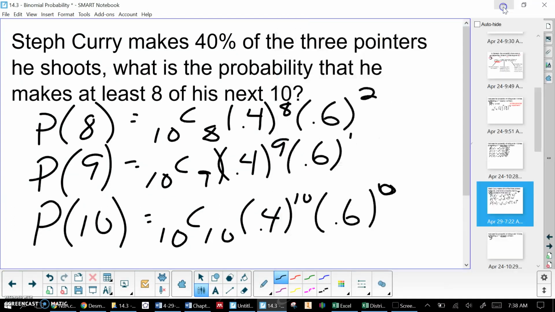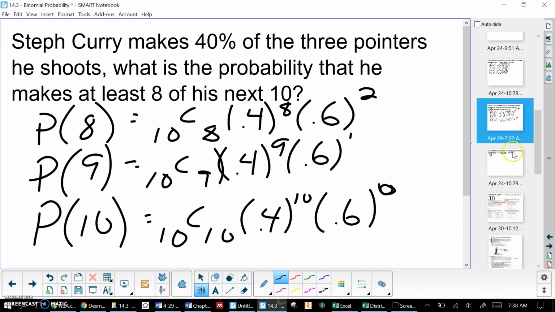But again, this makes some sense. He only had a 40% chance of making the first one. Every single one after that gets slightly lower. And even by the time that he's making 8 out of 10, he's only doing that about 1% of the time. So the chance that he makes 8 of the next 10, 9 of the next 10, or 10 of the next 10 is going to be very, very low.